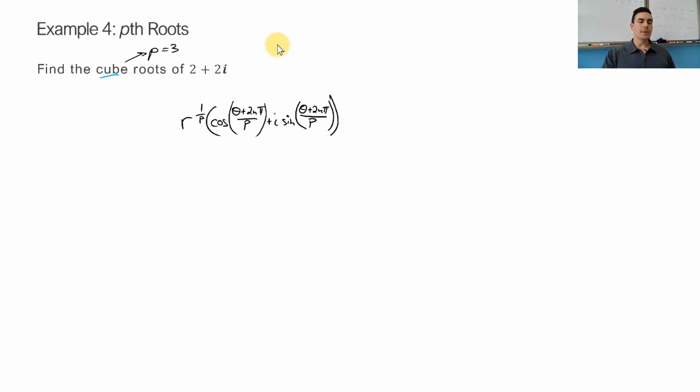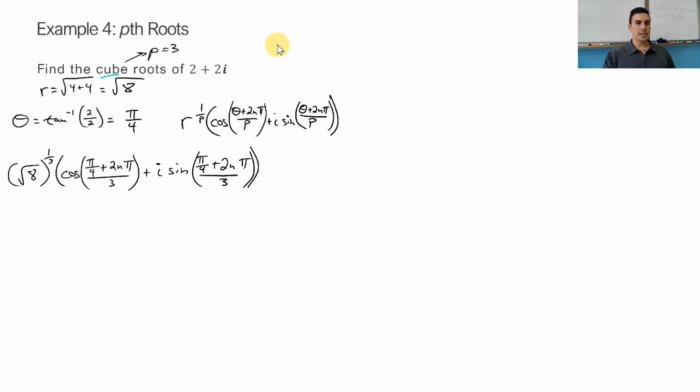So our r value we need to find, which is going to be the square root of 2 squared plus 2 squared. So that's going to be the square root of 8. Now inverse tangent of 2 over 2, that's just going to be pi over 4. So we can just plug these in now. Okay, so I've got square root of 8 raised to the 1 over 3 power times cosine of pi over 4 plus 2n pi over 3.